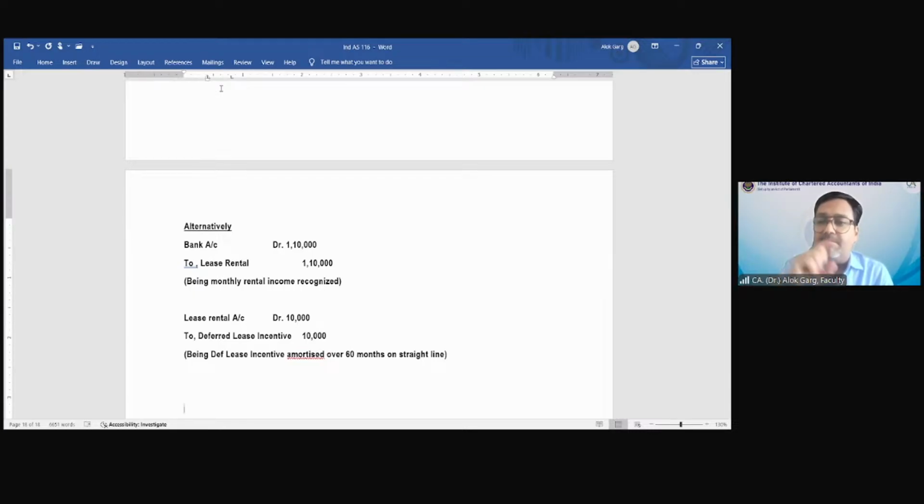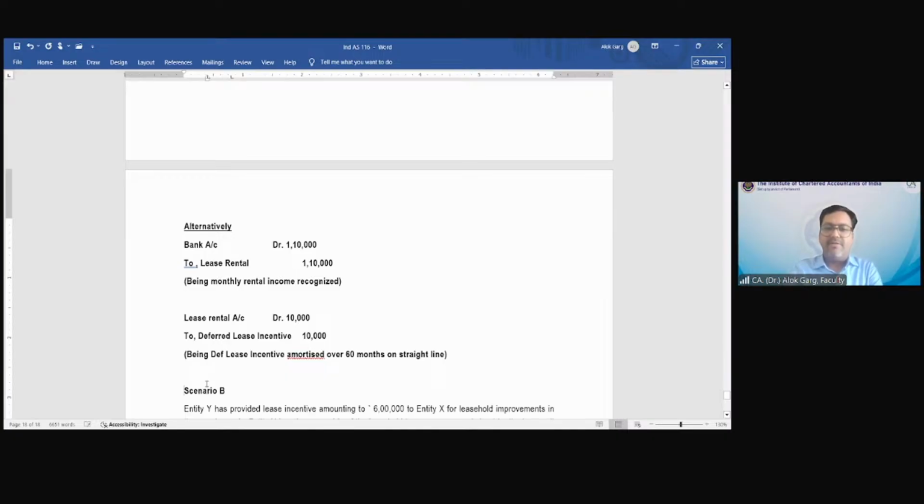So you will pass an accounting entry of 10,000 bank account debit to rental income, but at the same time, you will amortize this 50,000 over 12 months of rental as well. For example, 4,200 or whatever, 4,100, right? So what you will do, you will debit deferred lease incentive liability and credit rental income, because you have created an asset for that. Deferred lease incentive to bank. Okay. I hope it is clear to all of you now.